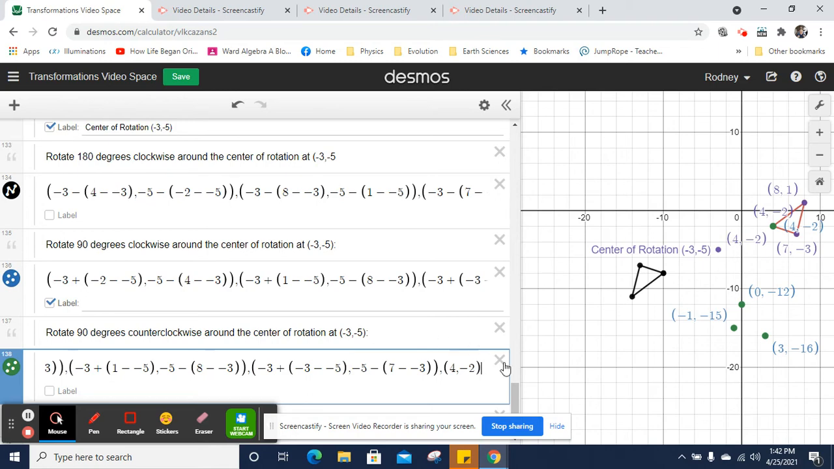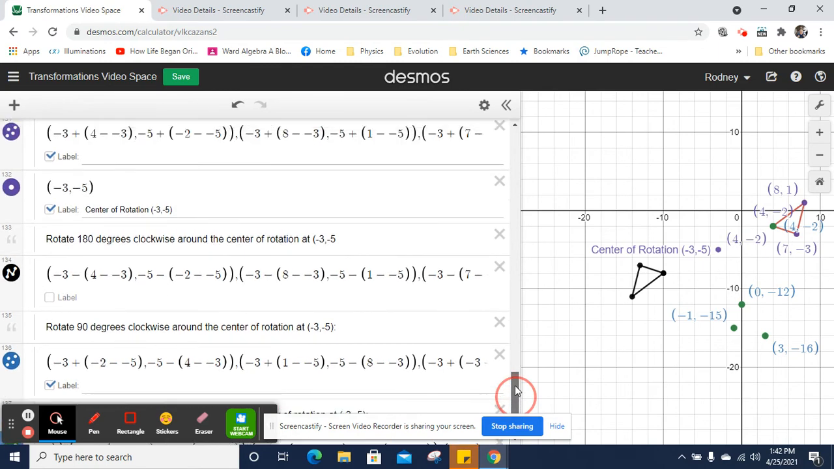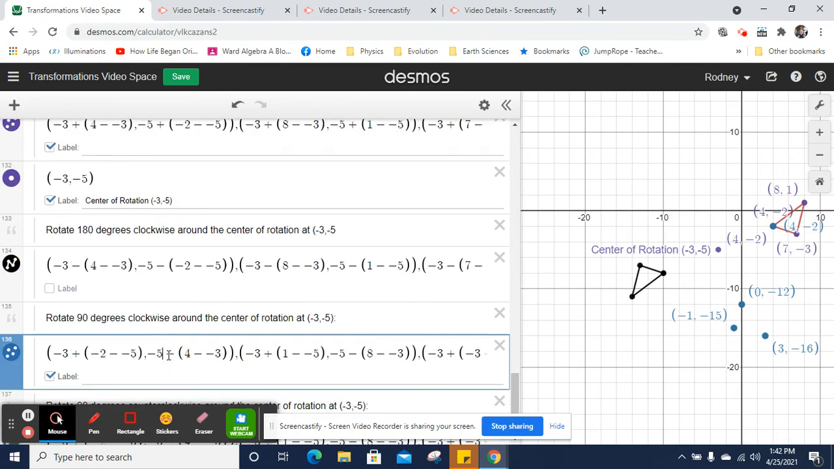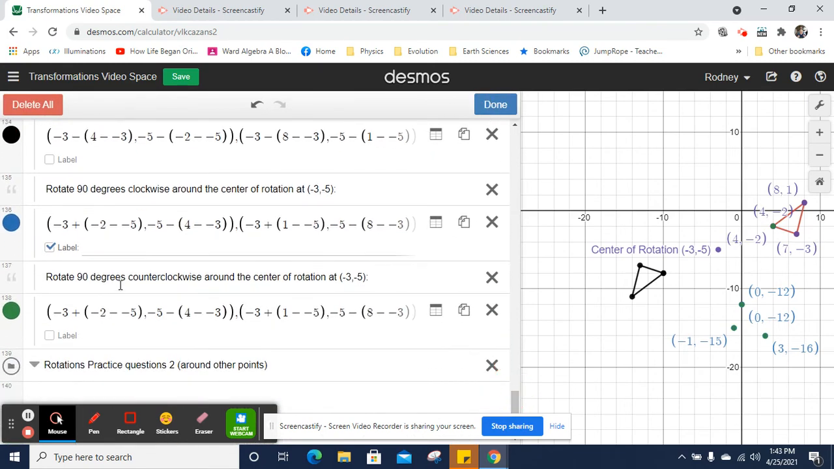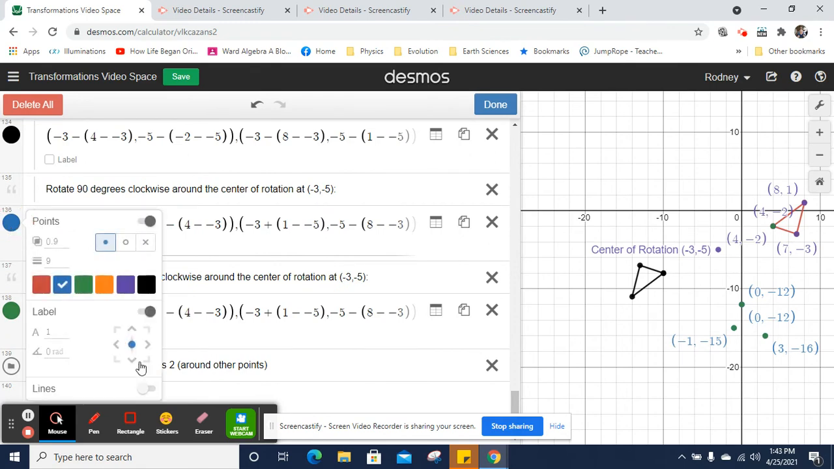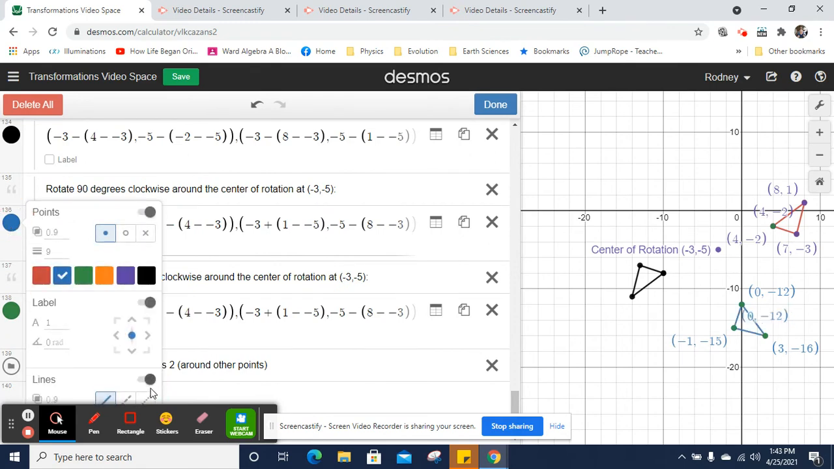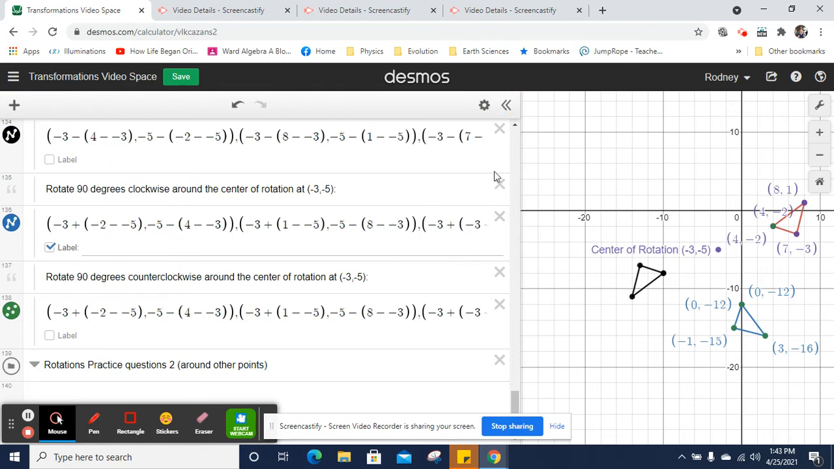Oh, I have one more point I have to deal with. I have to deal with this last point. The last point is the same as the first point, so I'm just going to copy the first point. Okay, let's go over to that last point. And there. And now I'm going to go ahead and make it a triangle. Give it lines. There we go. It has lines. It is a triangle.